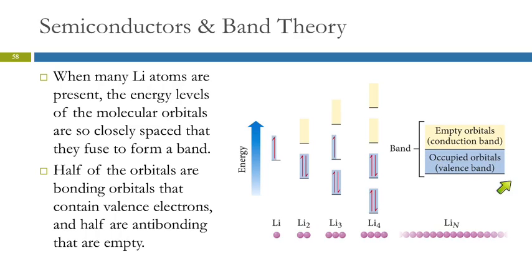So there's this band called the valence band, where you have orbitals that are occupied, and you have empty orbitals that are very slightly higher in energy. Those are the anti-bonding orbitals, and they're empty. This band is called the conduction band, and this is called the valence band. So let's see if I covered what I wrote over here. When you've got many lithium atoms, the energy levels of those molecular orbitals are so closely spaced that they actually fuse. So they just become this one band of orbitals. Half the orbitals are bonding. Those are the ones that contain the valence electrons. The other half are anti-bonding orbitals, and they're empty. Any questions about that concept?